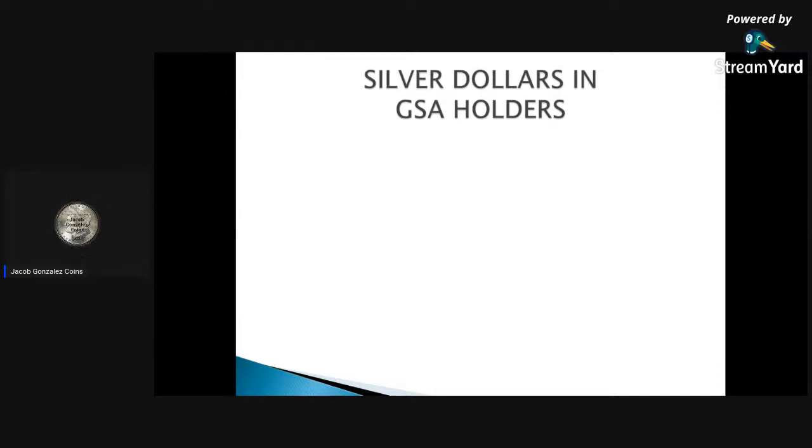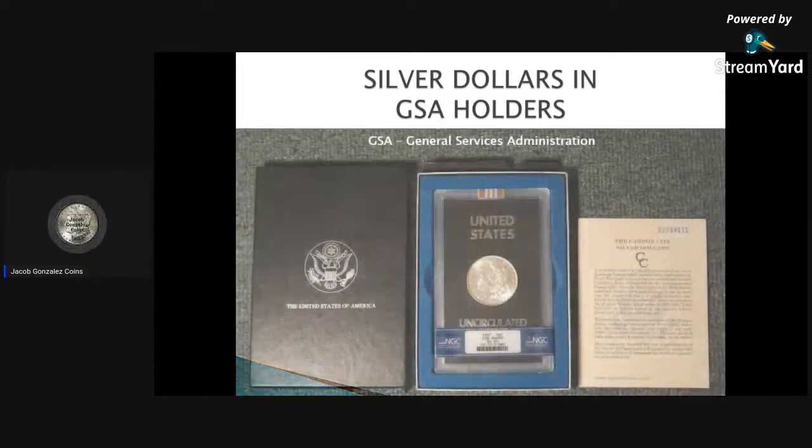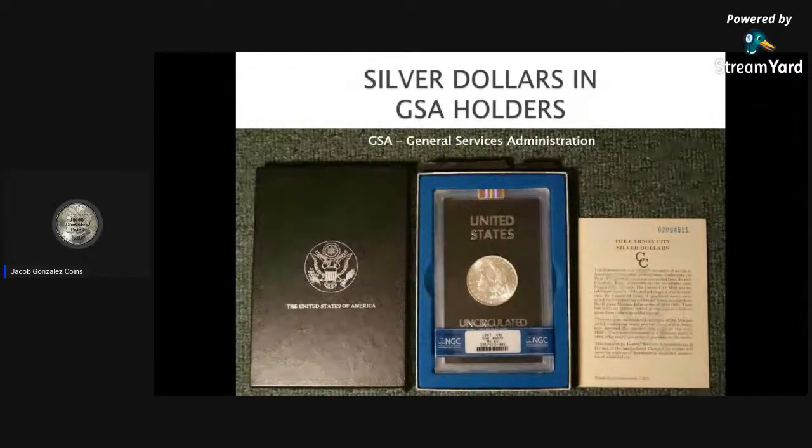So guys, next up we're on the silver dollars in GSA holders. These coins were issued and sold to everybody around the world. And this is a beautiful coin. And you can tell that this is the wrong certificate for the coin. The reason you can tell is you see that this coin is 1987 at the end. You see right there, and you can see that the 82 is the first one. These coins would match the certificate.